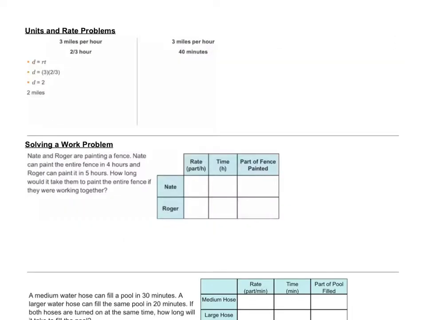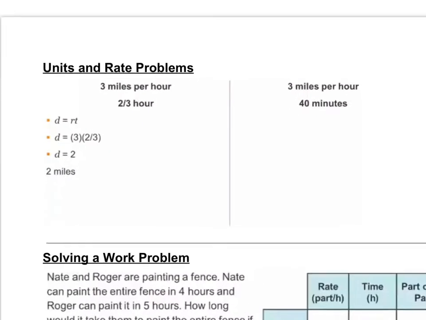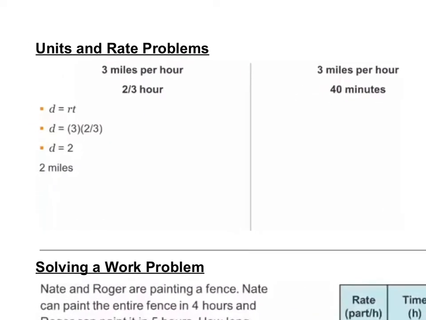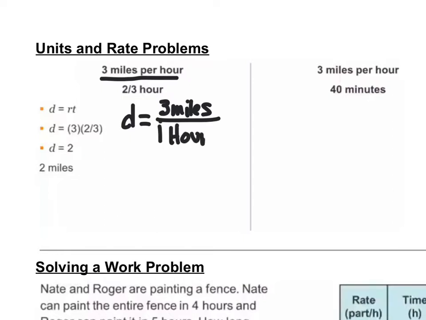Okay, on this next part, what I want you to take a look at is working with your units. Now when I'm trying to find the total distance, I write my rates like this. I say that my distance is equal to the rate, which is 3 miles per hour. So this is 3 miles per 1 hour, okay?